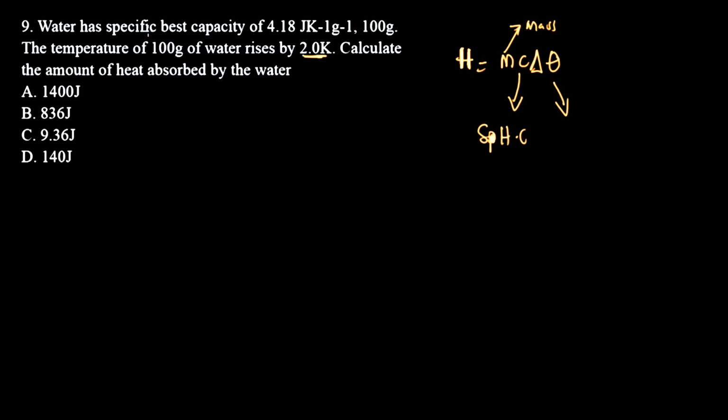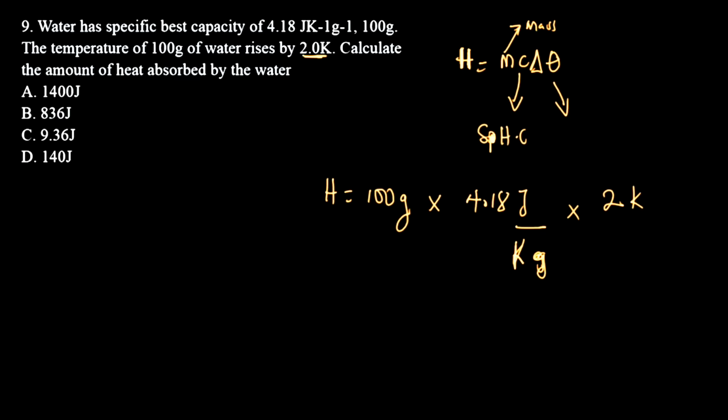So calculating the amount of heat, we have 100 gram times the specific heat capacity, which is 4.18 joules per Kelvin per gram, and then we have a change in temperature of 2 Kelvin. So Kelvin cancels Kelvin, gram cancels gram, and therefore it equals 836 joule, right? So the answer is option B.